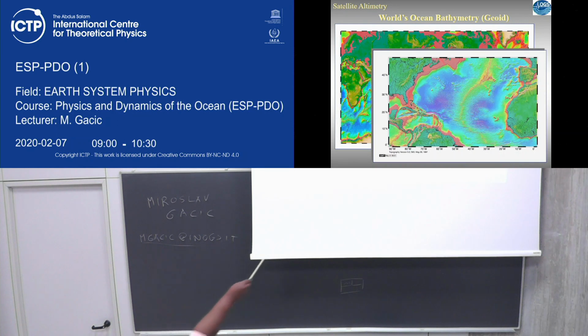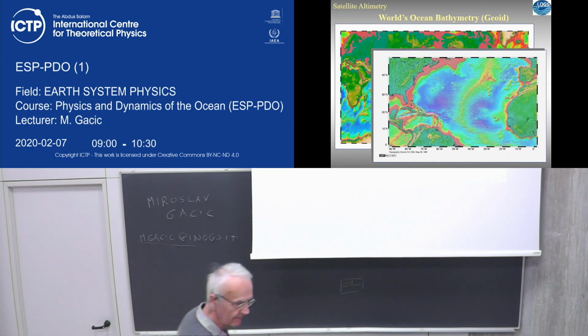Like these ones. The red one. Yes, the red is the continental shelf. The red is the continental shelf, what we define as an area next to the continent which is shallower than 200 meters.